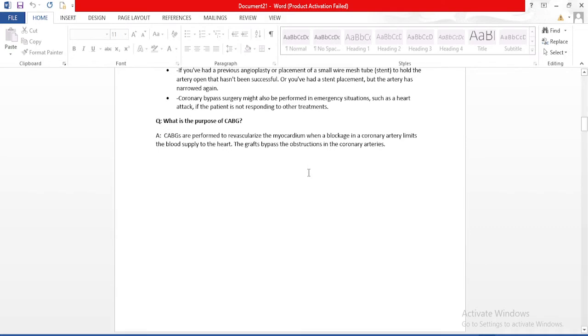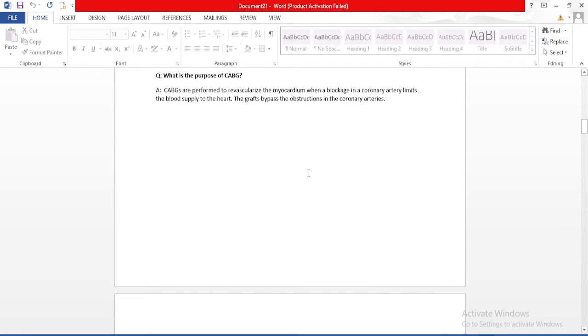Next, coronary bypass surgery might also be performed in emergency situations such as a heart attack, if the patient is not responding to other treatment. Wherever you go, guys, surgery is the last and final option for any type of disease or condition. It is the last opportunity for the physician to decide about surgery.